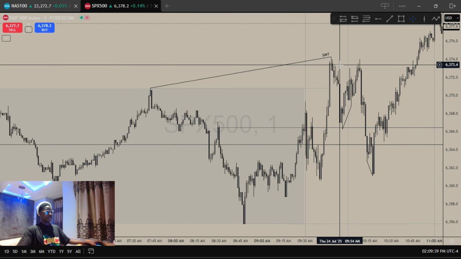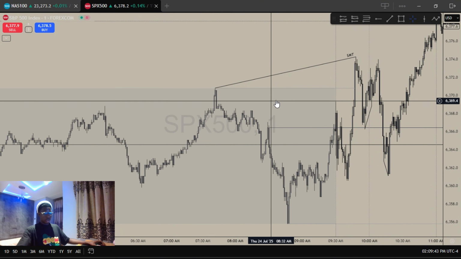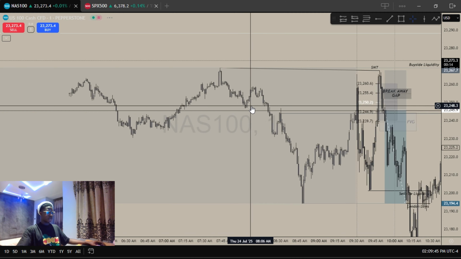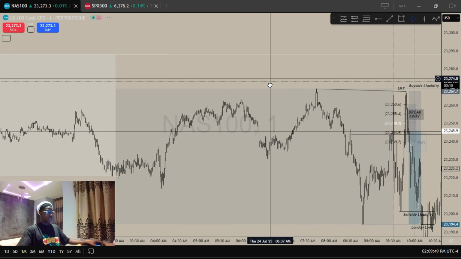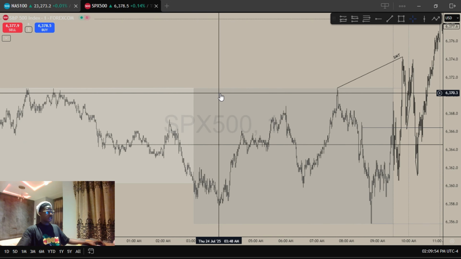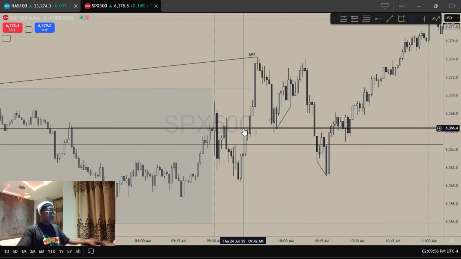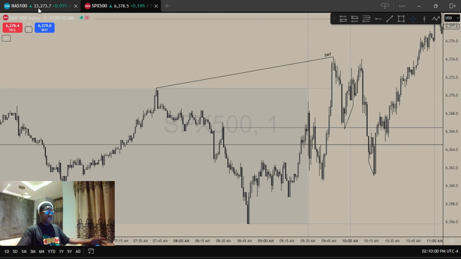But notice what happened at the S&P 500. We ended up taking out London highs. On the NASDAQ, we didn't take out London highs and Asian highs, because as you can see here on the S&P, London highs and Asian highs were both taken. But on the NASDAQ, we didn't do that. So that's creating a bearish SMT for us. So I should be looking for bearish trades.